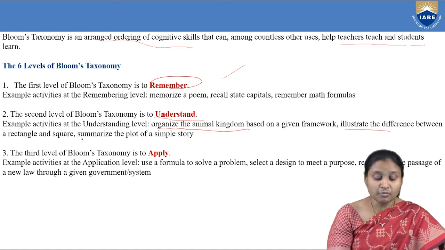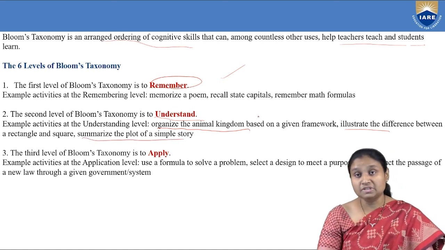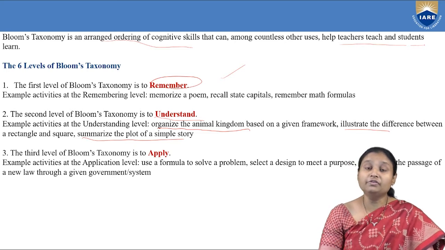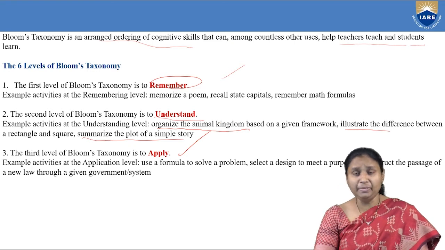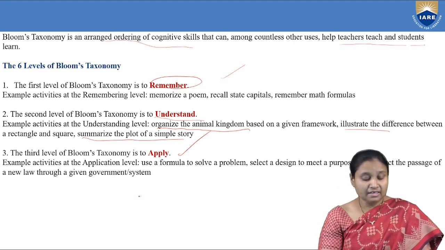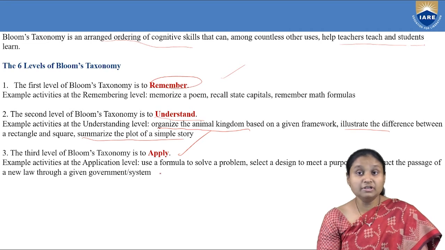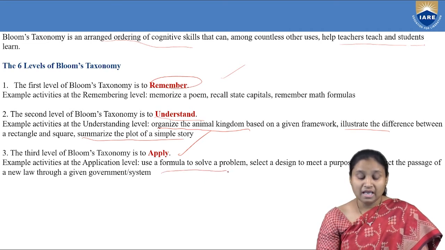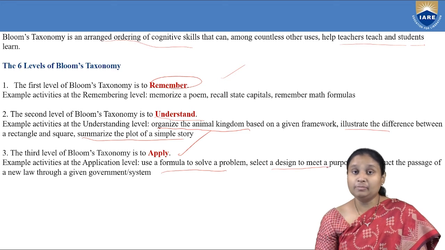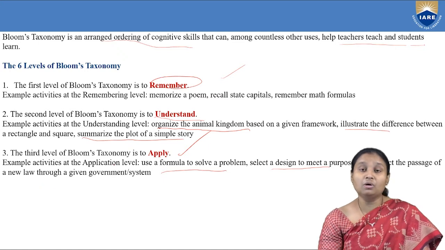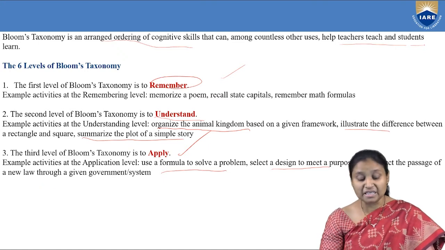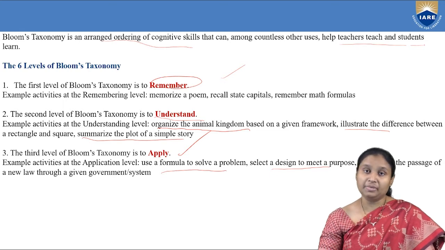One more example is summarizing the plot of a simple story. Memorizing a poem is the level of remember, whereas summarizing the plot of a simple story is the understand level. And then coming to the third level of Bloom's taxonomy, apply. Some of the activities at this level are: use a formula to solve a problem, select a design to meet a purpose, and reconstruct the passage of a new law through a given government or system. So these are some examples that can be done under the apply level.